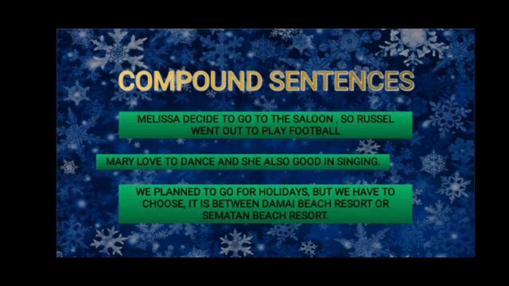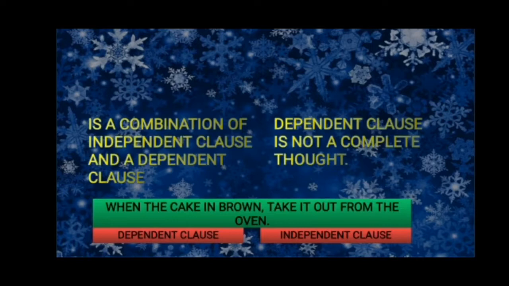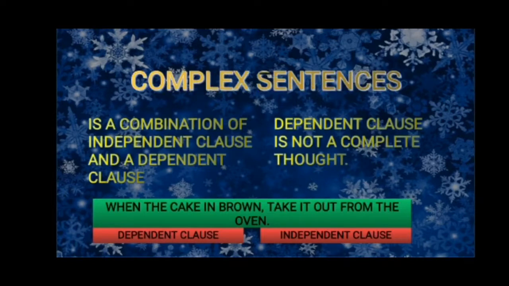So next we will see the third sentence structure, which is the complex sentence. A complex sentence is a combination of an independent clause and a dependent clause. What is a dependent clause? A dependent clause is not a complete thought. For example here is, when the cake is brown, take it out from the oven.